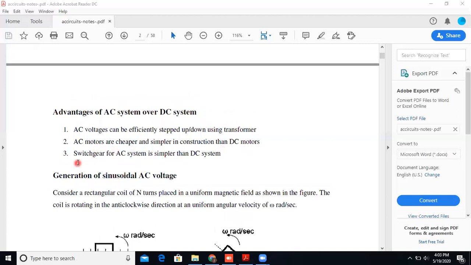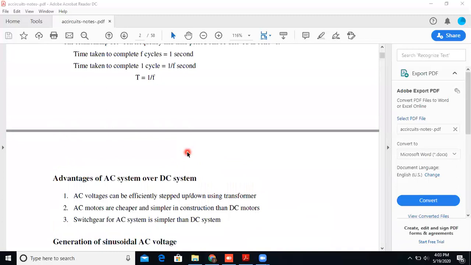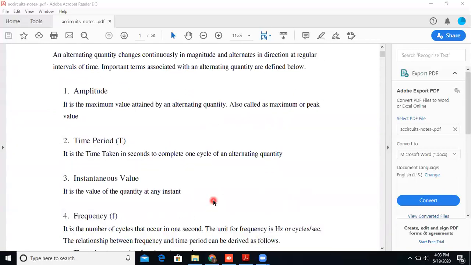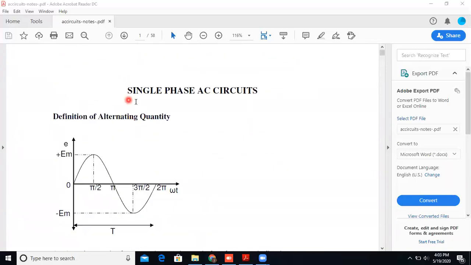In the same manner, switchgear for the AC system is simpler than for the DC system. Switchgear for the AC system you can design as it is, but coming to the DC system, the rating of voltage and currents differ from the AC system. So to meet that particular requirement, we design switchgear other than for the AC system. Okay, so this is about single phase AC circuits, a brief introduction of AC circuits. Okay, thank you.